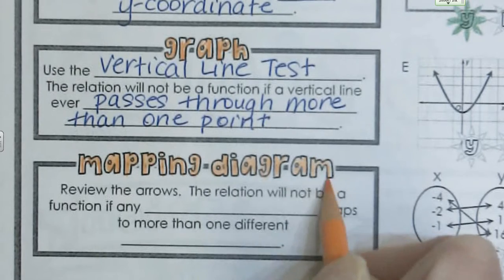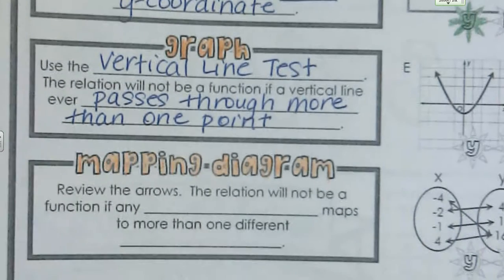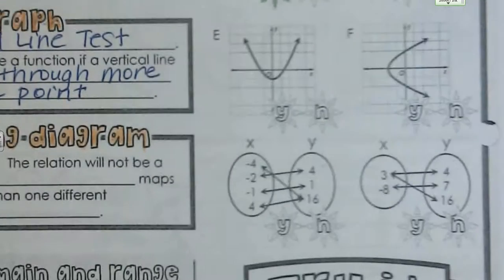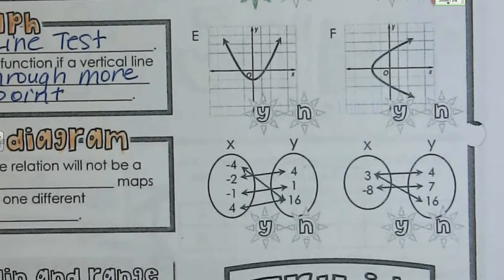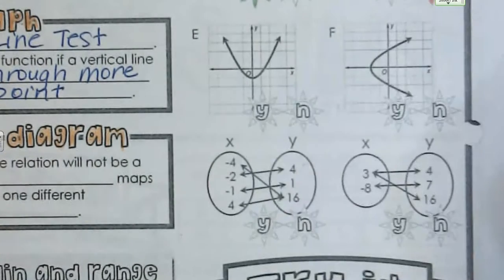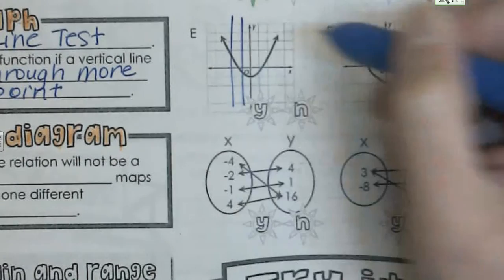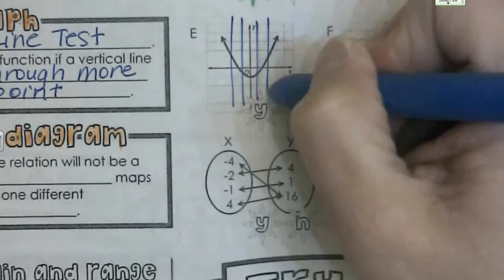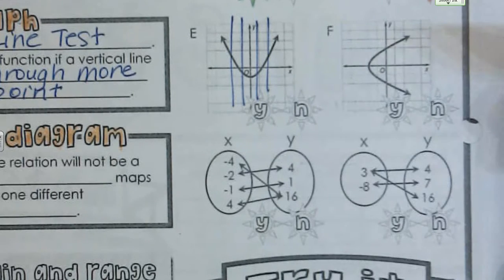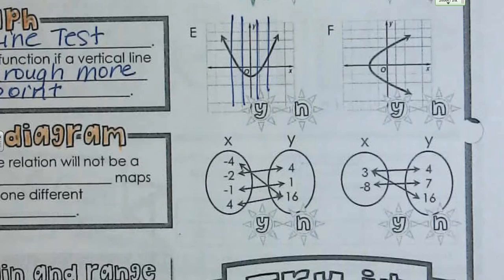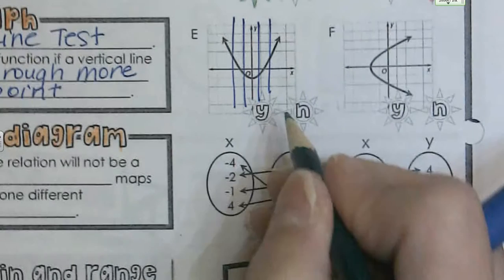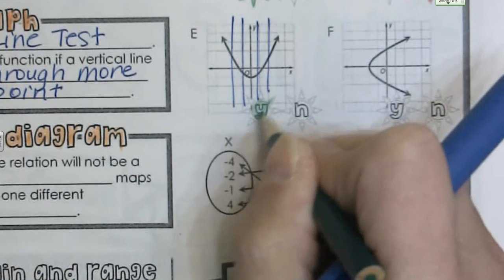All right, let's look at our graphs and do that lovely vertical line test. Ready? I just have to draw a vertical line. I'm going to draw a vertical line right here, and right here, and right here, and one right here. Is it passing through more than one point on my graph? No, it's not. So that means this is an example of a function.